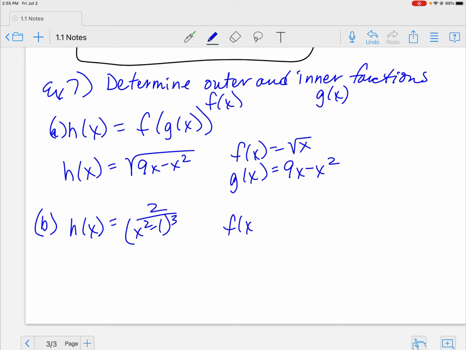Outside and inside. Yes, so you're looking at things with the exponents. What's the exponent? That's outside stuff. So 2 over x cubed, and then because that's in the parentheses, my g of x is going to be x squared minus 1. Now there is more than one way to do this. However, that is the most common. You look for what's the inside of those parentheses, and then that's what you're going for there. All right?